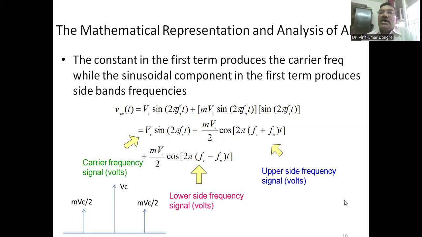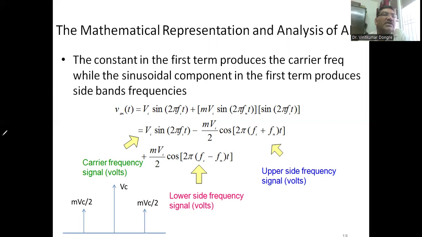So today we will start with the mathematical representation of the AM wave, amplitude modulation. In amplitude modulation, what is the mathematical representation and how can it be used further? We know that in the mathematical representation of the AM wave, there are three aspects. What are those three aspects? There are three components.